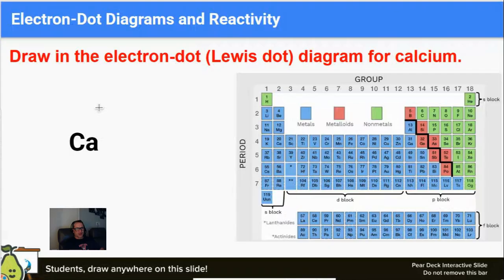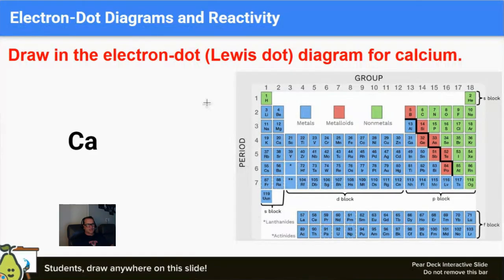All right, so that's the electron dot or Lewis dot diagrams. So we've got our next question. Now, if we had done this in class on Pear Deck, you were actually going to draw the Lewis dot or electron dot diagram for calcium here. But you're going to choose a multiple choice. Which one do you think is the electron dot or Lewis dot diagram for calcium?